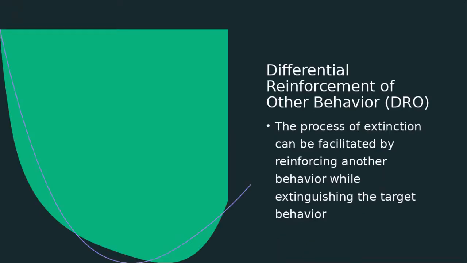Something you can do to facilitate the process of extinction is to use differential reinforcement of other behavior, abbreviated as DRO. And so one way to facilitate extinction is by reinforcing another behavior while you try to extinguish the target behavior. So if you have a child who has been acting up in class and they get attention for acting up in class, you decide you want to extinguish that behavior by removing the attention, you then want to make sure that you reinforce other behaviors. You reinforce the appropriate behaviors.